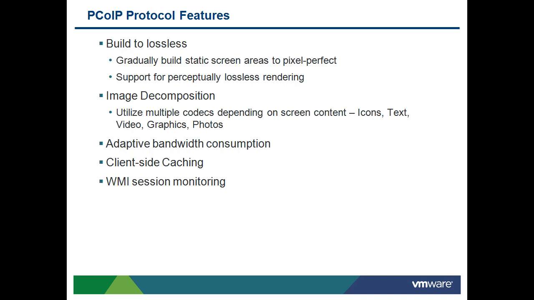Next, PCoIP is an adaptive protocol. So when bandwidth is available, PCoIP will use as much as it can get. And that's to ensure that end users get the best experience. If the bandwidth is there, why not use it? If it means that the end user gets a more responsive desktop.